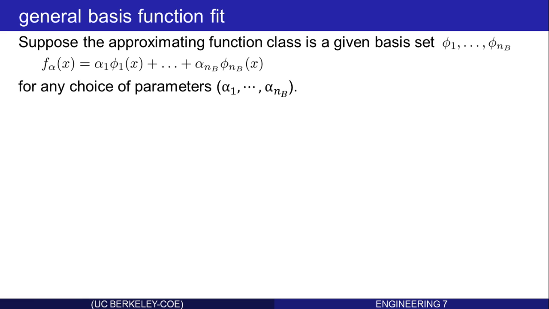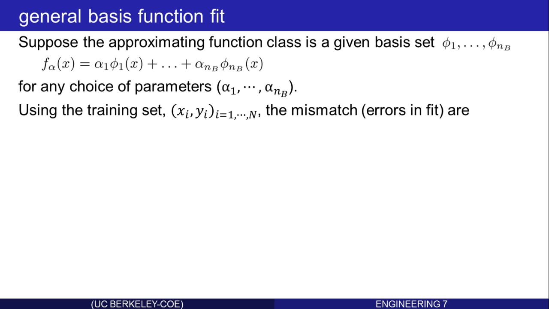Now it's time to move past these special cases that we've just done for affine and quadratic functions and move to the general basis function setup. We'll assume that the approximating function class is given by a basis set, phi1 through phi nb, and the approximating functions are any linear combination of these basis functions using the parameters alpha 1 through alpha nb.